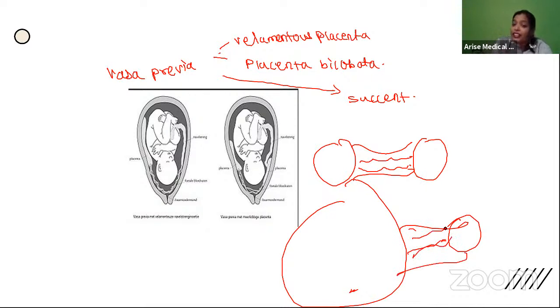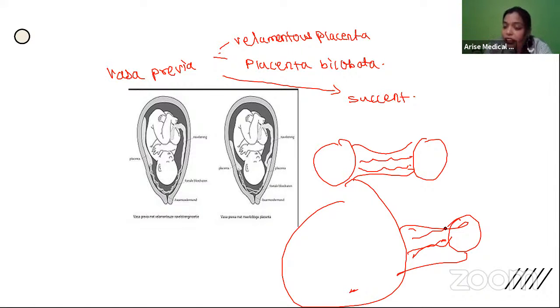Okay. And when these vessels with membranes are present below the presenting part and above the internal os, we call it vasa previa. It can be seen on a TVS with Doppler, and treatment for this is elective cesarean section. You should never allow them to go into labor.